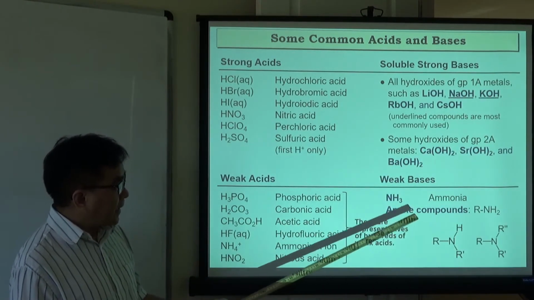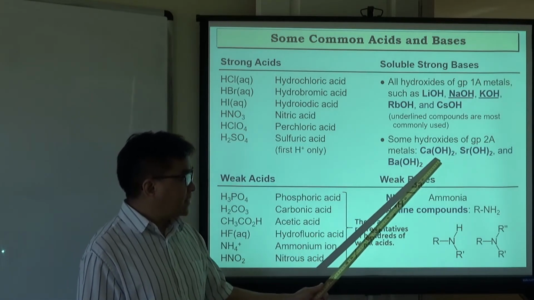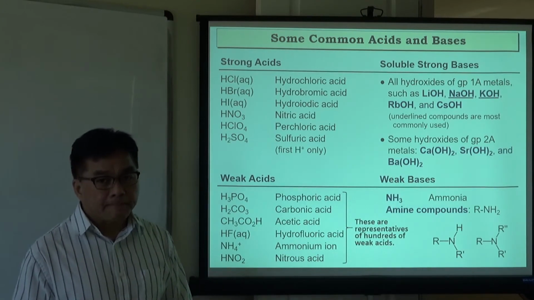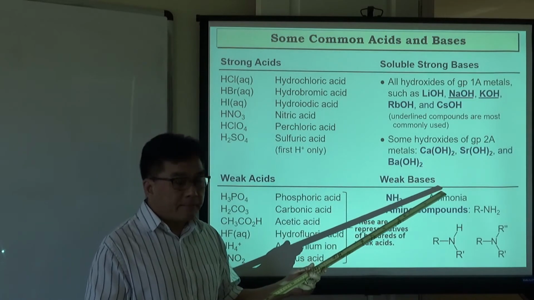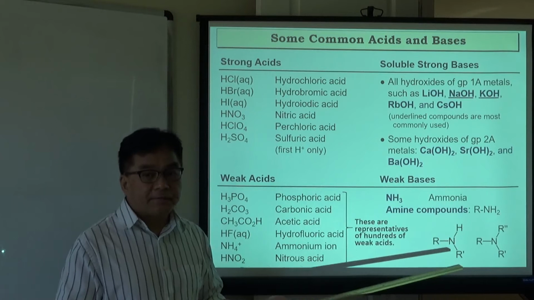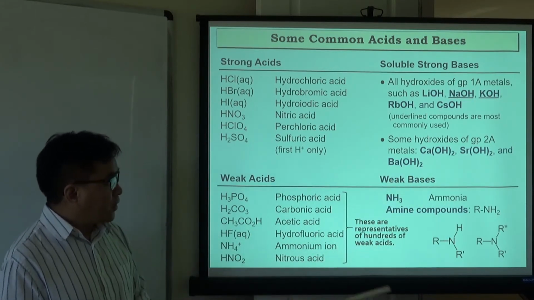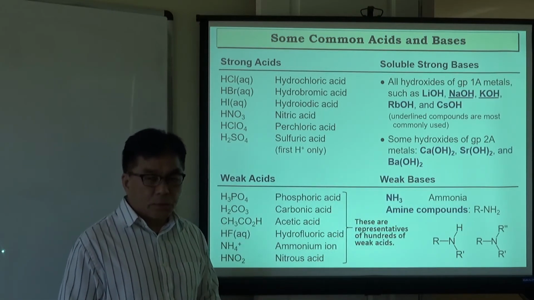And for the group 2A metals, we're going to consider calcium, strontium, and barium hydroxide as strong bases only. Okay, and other things like magnesium hydroxide, we're not going to consider as a strong base. So these three are the strong bases, which means that they dissociate 100% in solution.